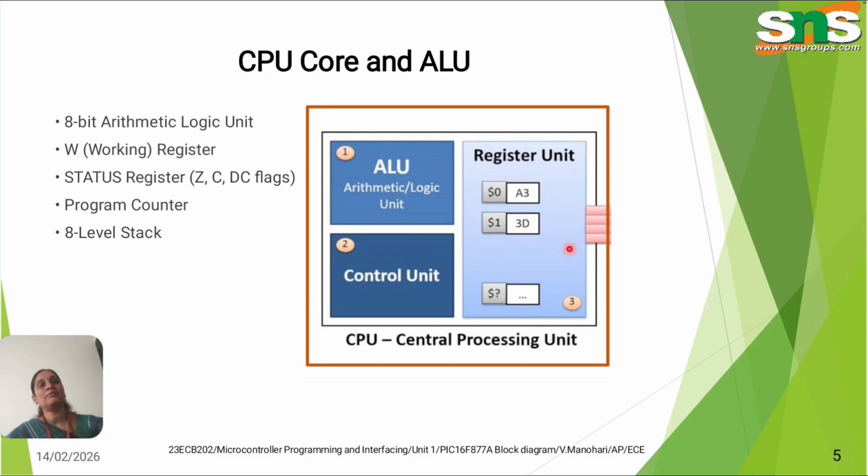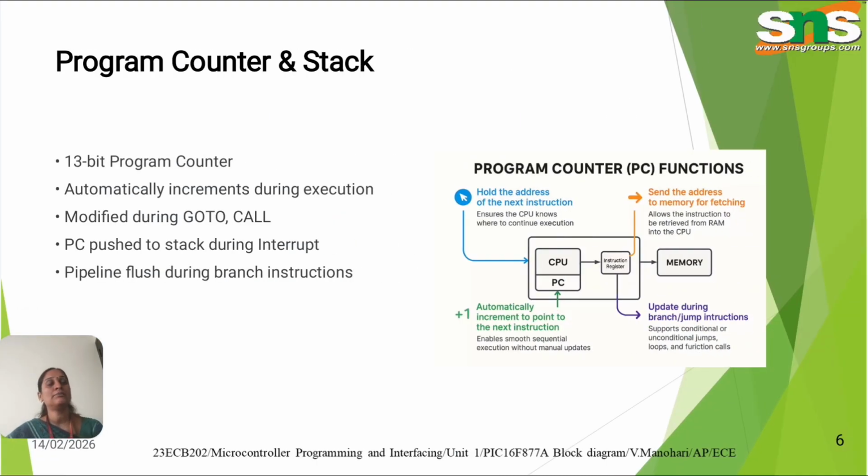Moving on to program counter. The program counter is 13 bits wide. It stores the address of the next instruction to be executed. It increments automatically. But during a goto or call instruction, it jumps to a new address. During an interrupt, the program counter value is pushed to the stack and restored later.